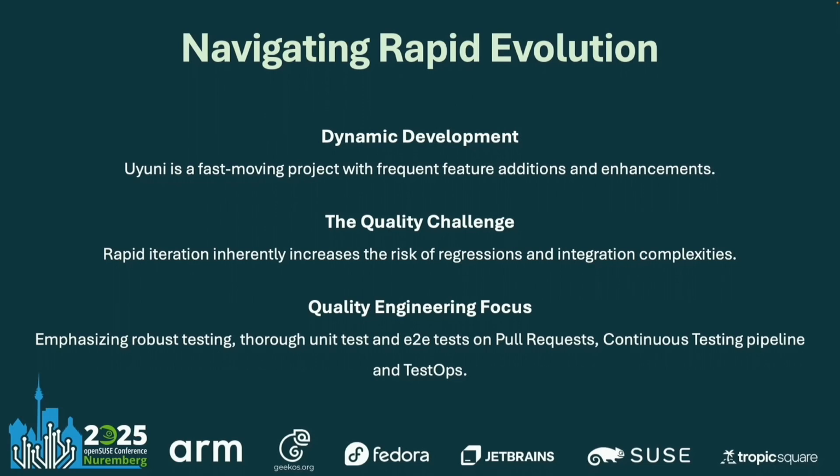We focus on embedding quality throughout the development cycle with strong unit and end-to-end tests on pull requests, backed by a continuous testing pipeline for our main branch, and for sure, good TestOps practices. This ensures faster feedback and higher confidence in every change.